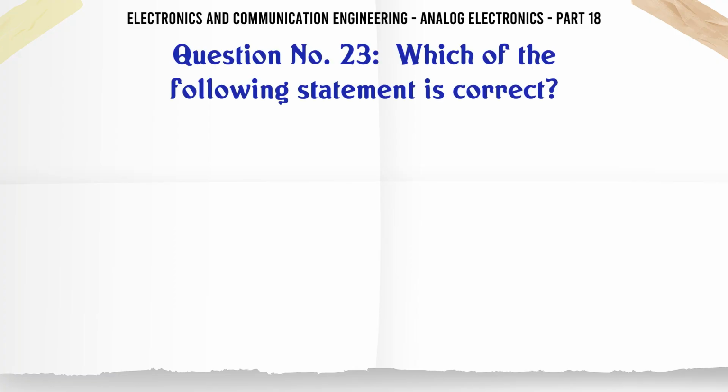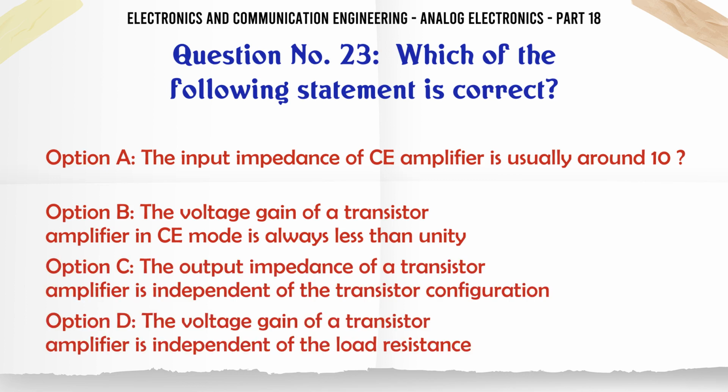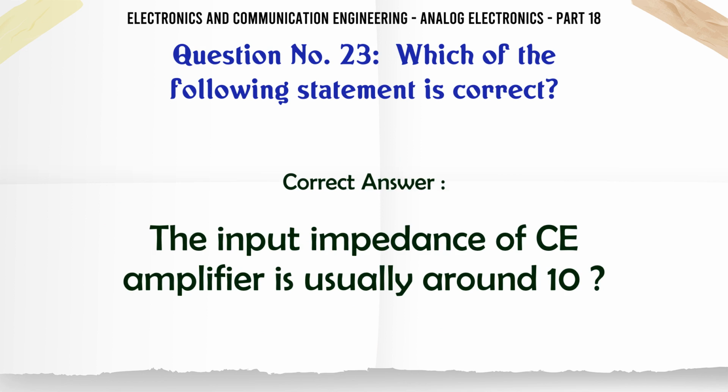Which of the following statements is correct? A. The input impedance of CE amplifier is usually around 10. B. The voltage gain of a transistor amplifier in CE mode is always less than unity. C. The output impedance of a transistor amplifier is independent of the transistor configuration. D. The voltage gain of a transistor amplifier is independent of the load resistance. The correct answer is the input impedance of CE amplifier is usually around 10.